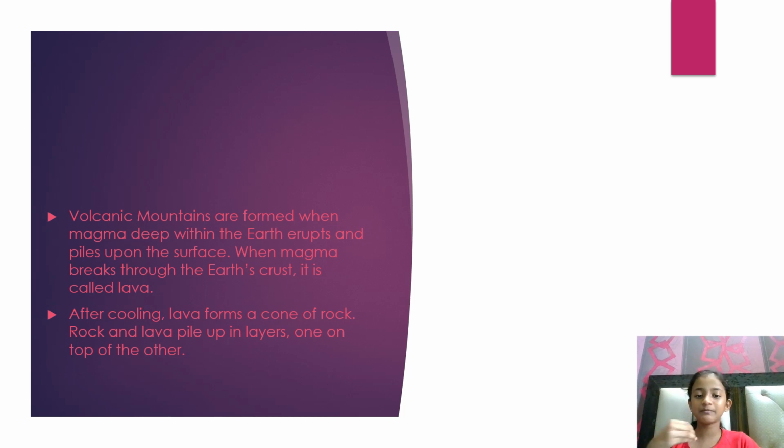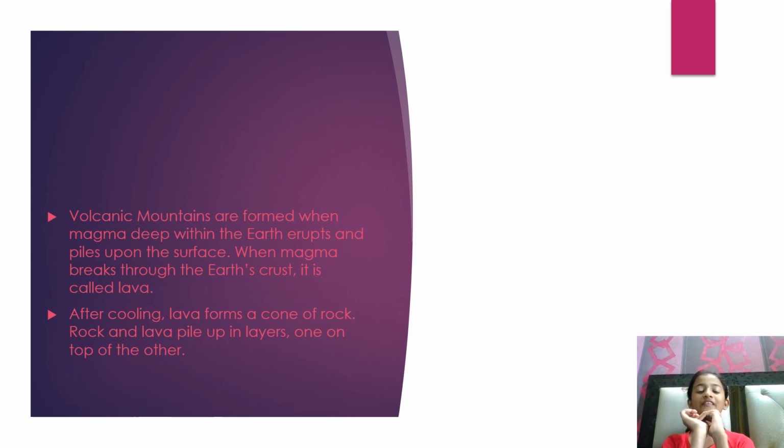Now, magma is deep within the earth. It's inside the earth's crust. When it erupts, it piles upon the surface, and when it piles, volcanic mountains are formed. When magma breaks through the earth's crust, it is called lava.